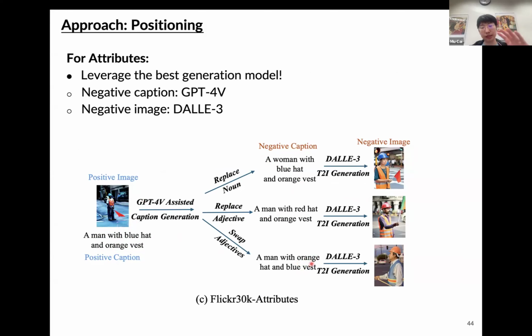In order to generate such cases, we first use GPT-4V to produce the high quality negative captions, and then we use the state of the art image generation model DALL-E 3 to generate the corresponding negative images. So now we have data, which means that we have both positive and negative image versus text data.